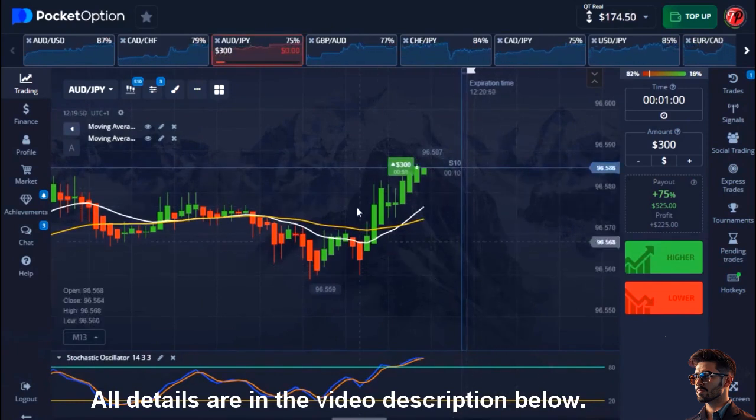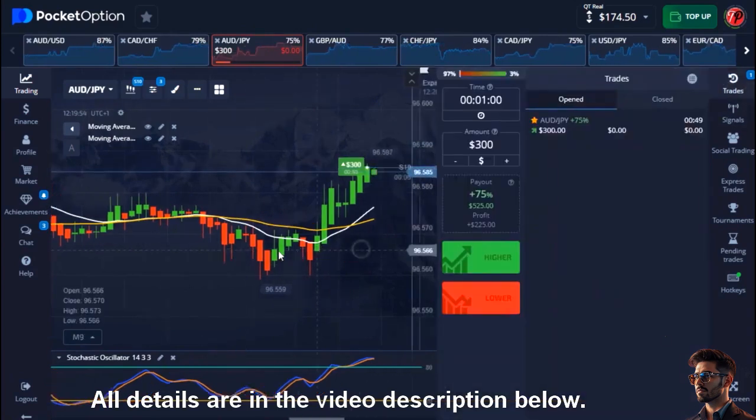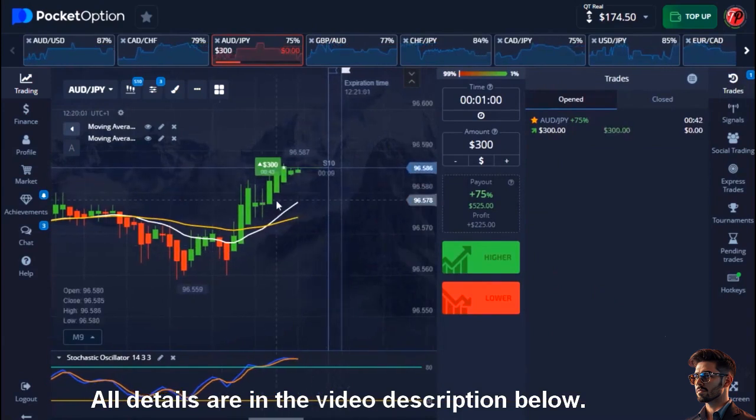It's actually a new trend. It's just forming. So I'm hoping that it actually falls into profit before the trend reverses or before the trend actually closes. It's actually a new trend, guys. So that's the reason why I play this trade.